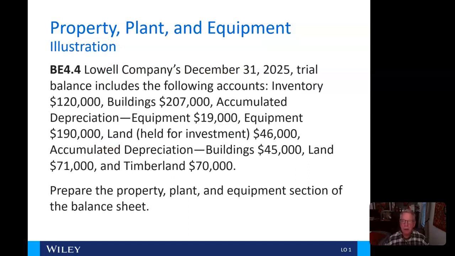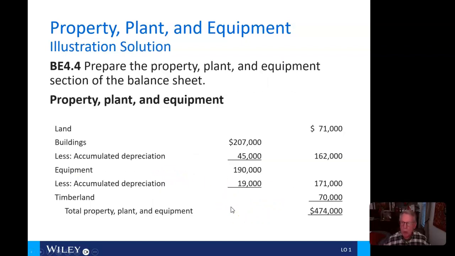Okay, let's look at an illustration of PP&E. Lowell Company's December 31st, 2025 trial balance includes inventory, buildings, accumulated depreciation on their equipment, the equipment, land held for investment, not land that we're keeping to put plants on or equipment in or something like that. 46,000 accumulated depreciation on buildings, and then land and timberland. Okay, and how that would look like this.